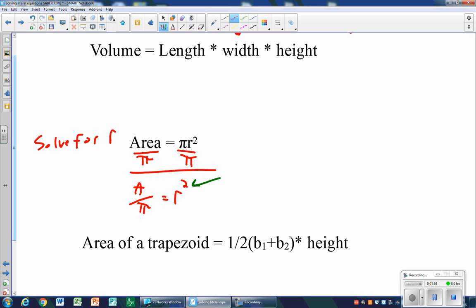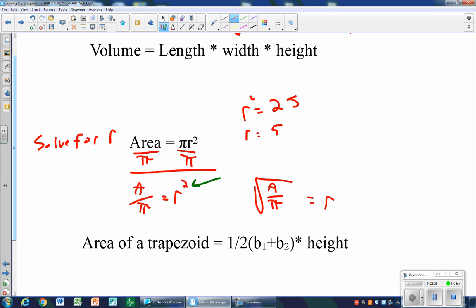What is the opposite of squaring? Square root. So the square root of A divided by pi equals r. You might think that that's the answer, but remember, there's a key thing here. What number squared? r squared equals 25. So what number squared equals 25? Everyone says, oh yeah, r equals 5 because 5 times 5 is 25.